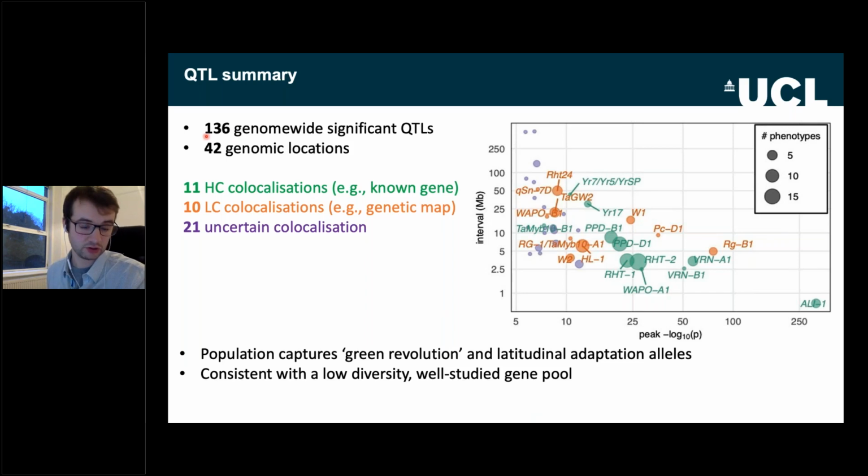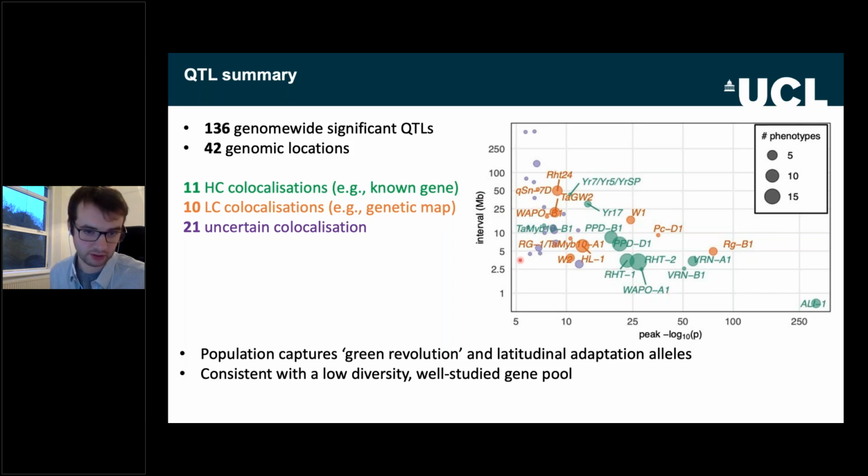So there are 136 significant associations between genotype and phenotype, but these are actually grouped at only 42 unique locations. So quite a lot of the QTLs are affecting multiple of the phenotypic measurements. In this plot, the x-axis is the peak p-value of association with the phenotype, and the y-axis is the mapping interval size, so the plausible location of causal variants that we've set. So that's to give you some idea of the mapping resolution, which is generally smaller for larger effect loci.